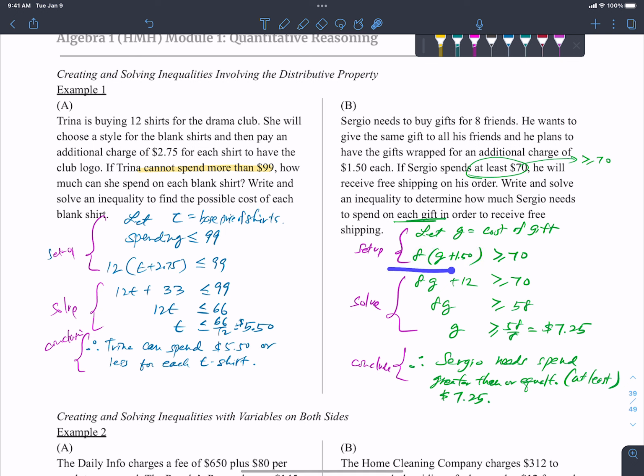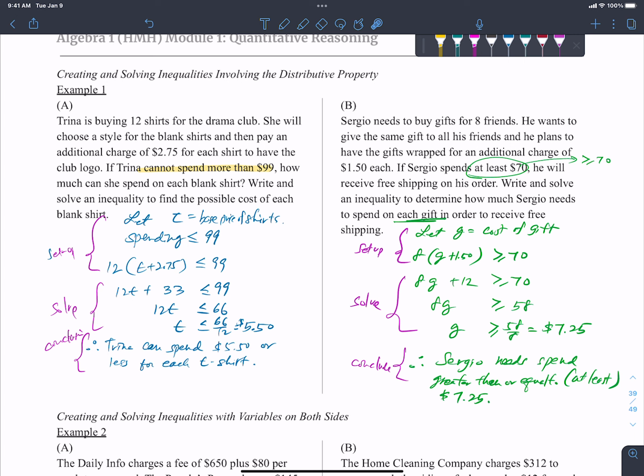And then once you have this set up right there, guys, what you got to do is distribute the values, which gives you 8G plus 12. And solving for 8G, subtract 12 from both sides. 8G is greater than or equal to 58. Now you divide by 8. That gives you 7.25. Therefore, Sergio needs to spend greater than or equal to, or at least, $7.25. Okay?